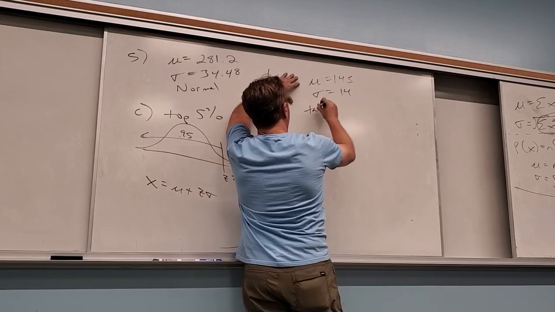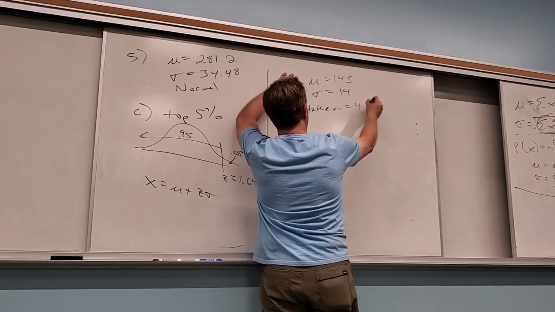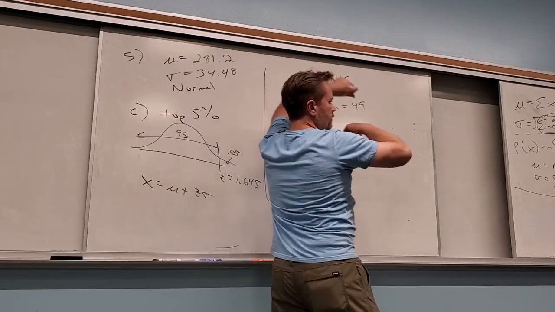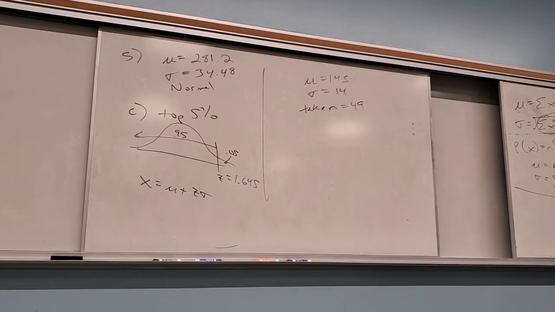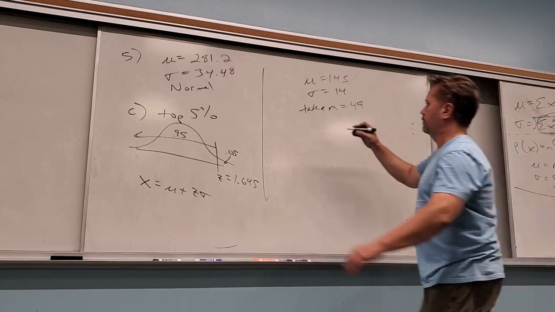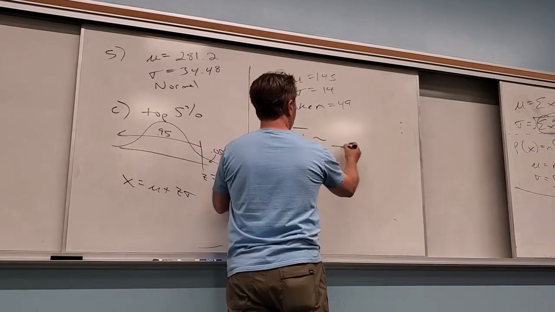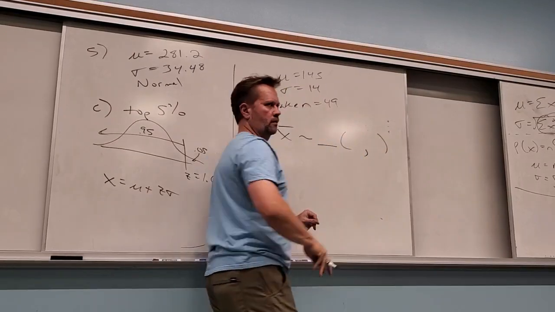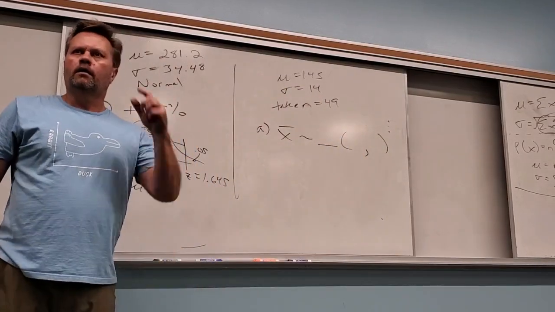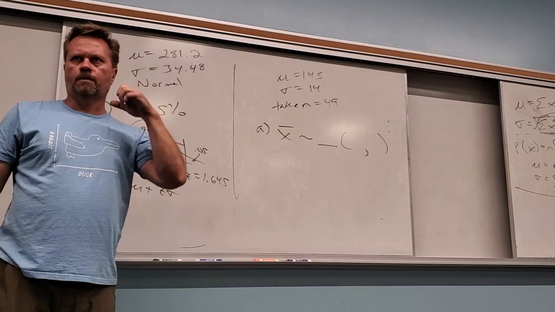And we take a sample of 49 runners, right? Right, yes, 49 races, sorry. So then they ask you this question: the means follow what distribution? I know in parentheses it's the mean, so 145 and then 14, but then.